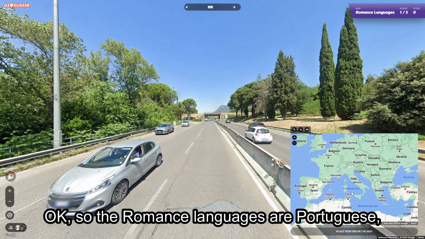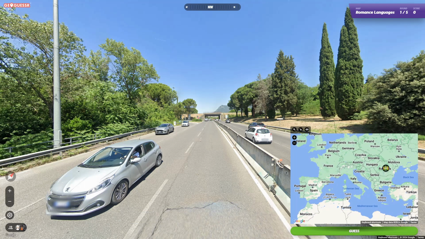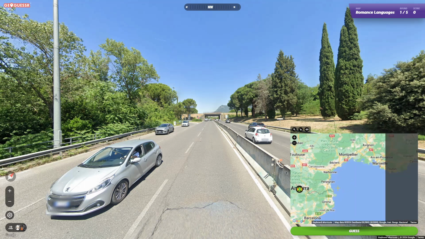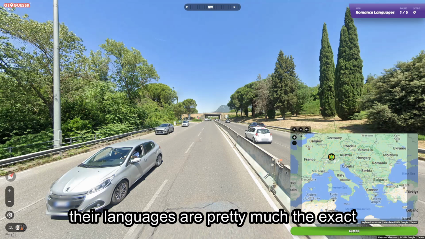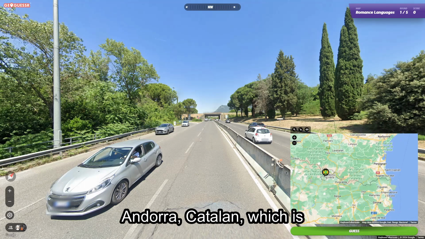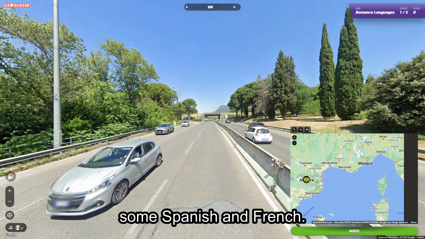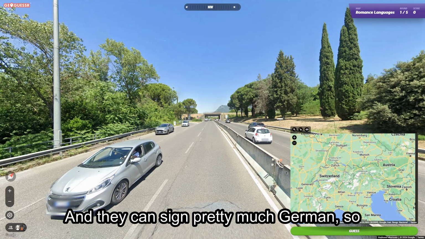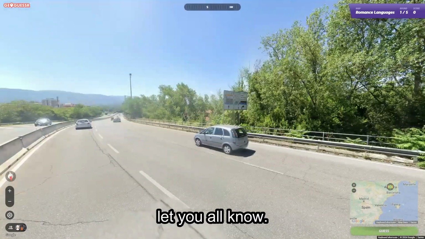Okay, so the Romance languages are Portuguese, Spanish, French, Italian, and Romanian. Also, as a side note, countries like Andorra, Monaco, San Marino, and even Liechtenstein, their languages are pretty much the exact same as the countries that border them. Andorra, Catalan, which is pretty much Spanish that's up here, and some Spanish and French. Monaco is French, San Marino pretty much Italian, and Liechtenstein pretty much German, so just wanted to let y'all know.